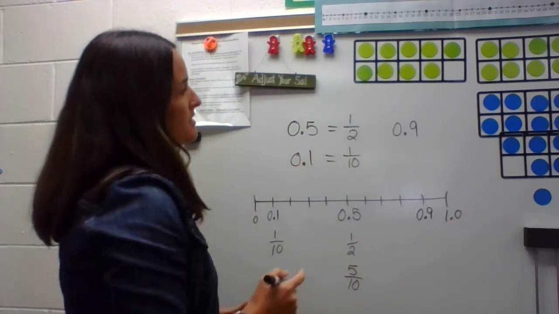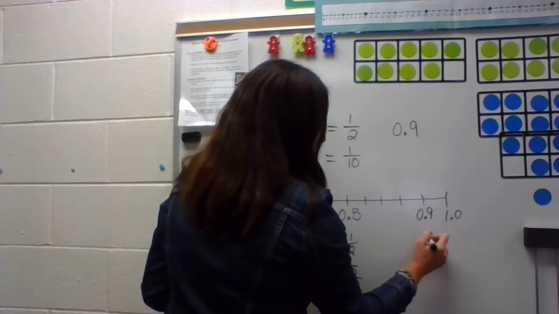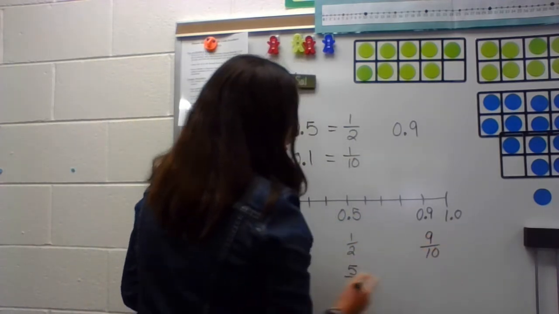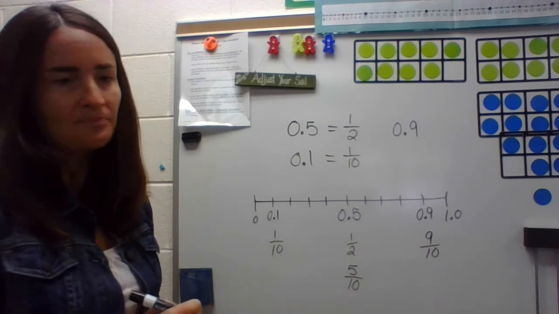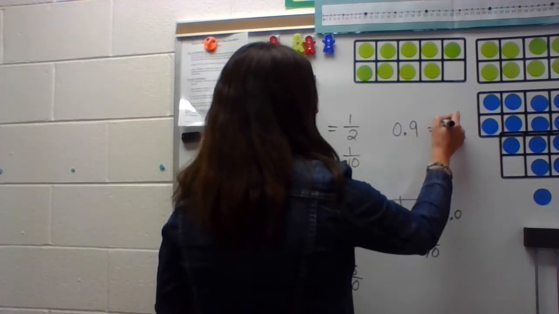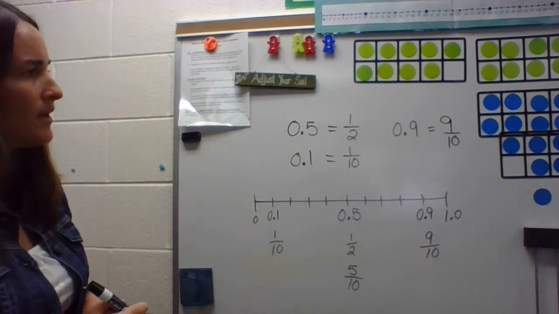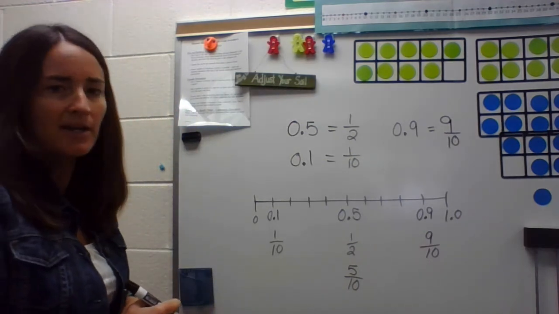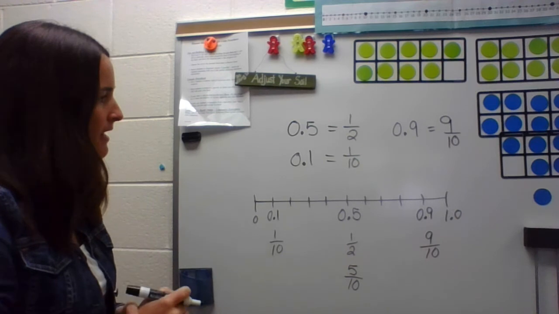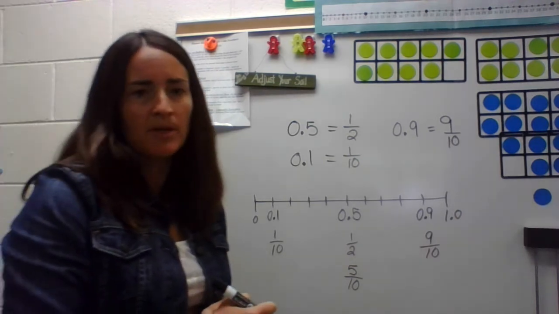So when I think about 9/10 as a fraction, I can go ahead and write 9/10 up here as well. 9/10 is equal to 9/10 in fraction form. So that's where I would put those decimals.